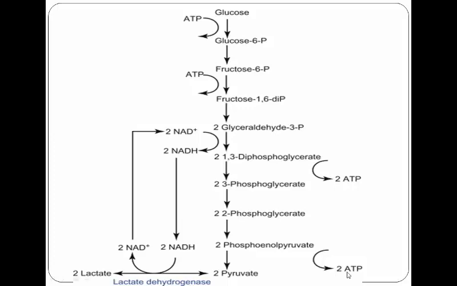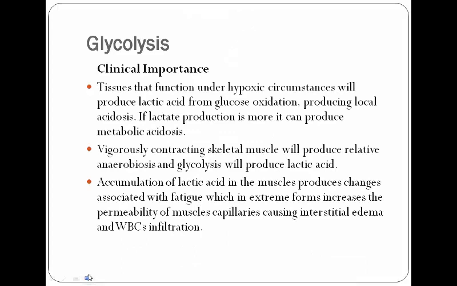So a total of 4 ATP are formed, while 2 ATP in the first stage, in 2 reactions, are consumed. That is why only 2 ATP are formed in the anaerobic phase of glycolysis. This anaerobic reaction is also important.